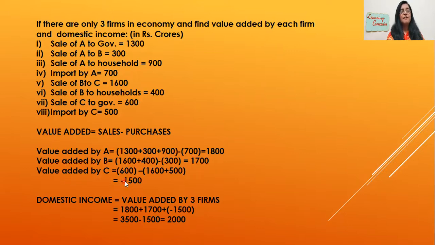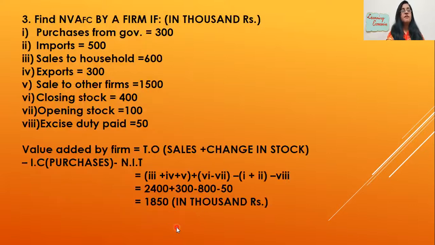And then value added by C, 600, only 600 sale is there. And then we have deducted the purchases. So we have got minus 1500. See, the question is that if there are only 3 firms in the economy, A, B, and C, we have added the value added by the 3 firms. The value added is 1800, 1700 and minus 1500. And when we have added this, we have got 2000. So this we have done yesterday.